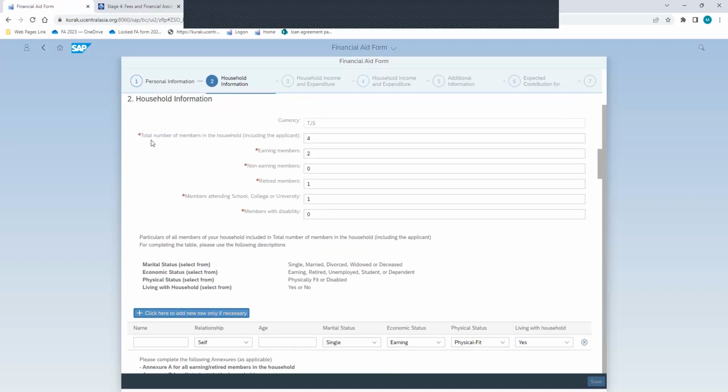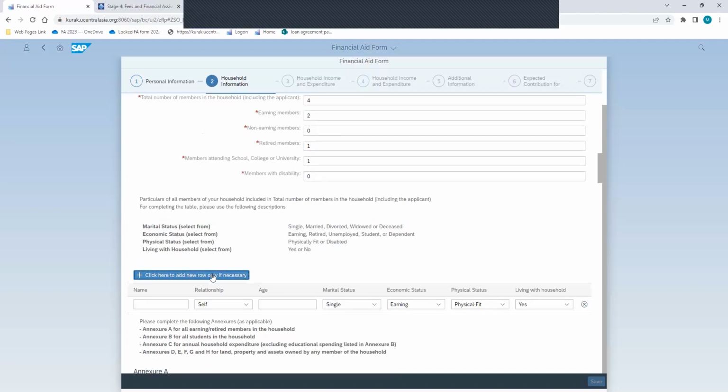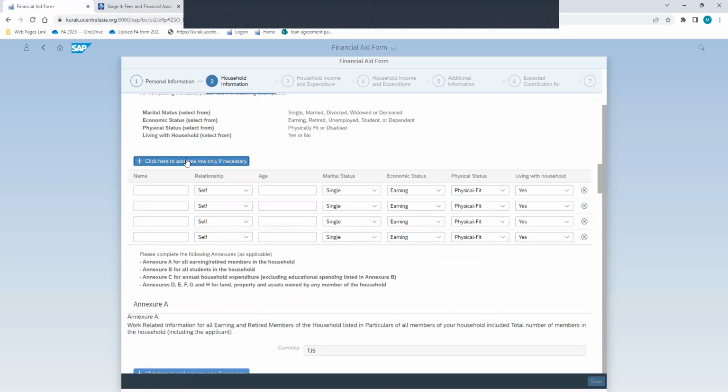So as you can see, total number of household members is 4. Then I have to add 4 lines here, starting from my name. So my name was John, and here I have relationship, a list of relationships, including mother, father, brother, sister, etc. So in my case, John is me. I'm choosing self. My age is, assume it's 18. Marital status single.